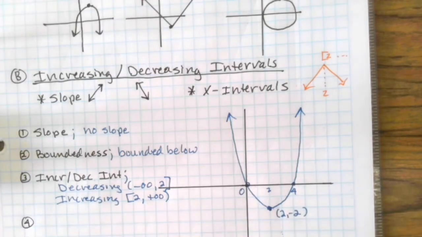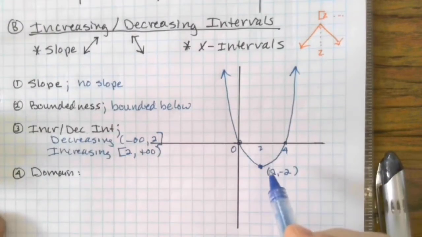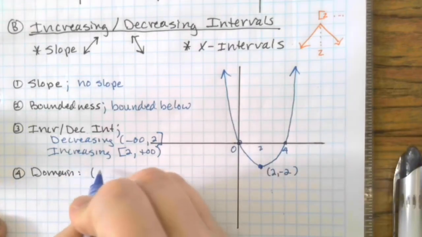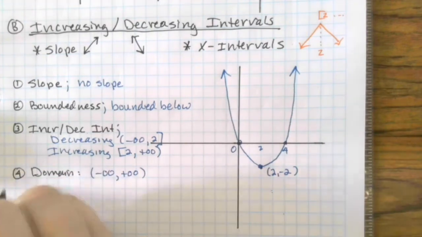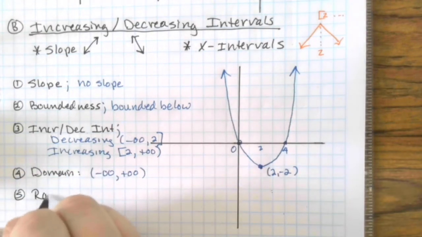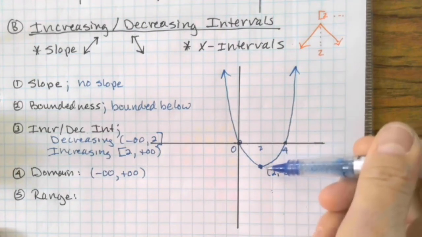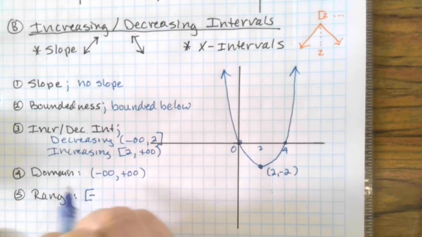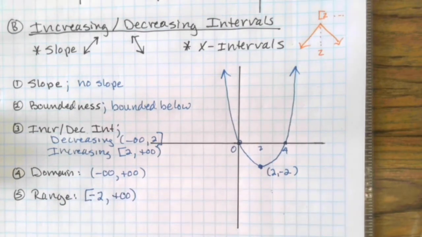Okay, number 4, domain. So domain is the set of all x values. These go infinitely left and infinitely right. So my domain is negative infinity to positive infinity. And then the last category is range. My y values start at -2 and go up. So we're going to do starting at exactly -2 inclusive up to positive infinity.